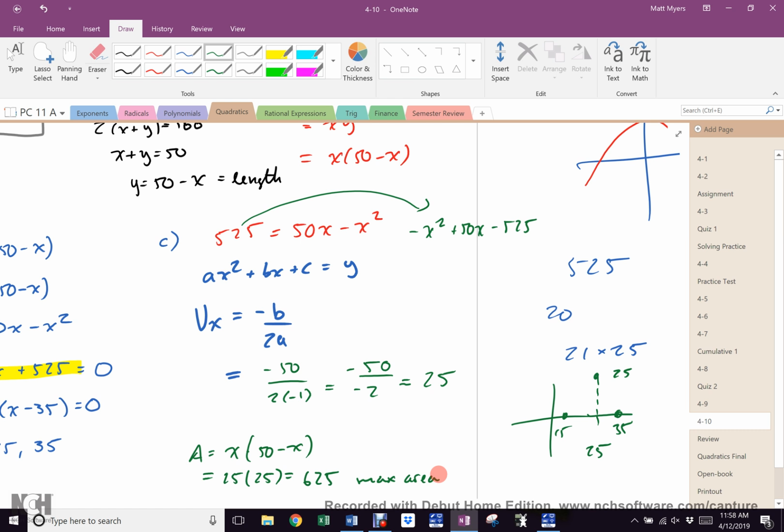Now, are there other ways to do it? Could we have completed the square here? Sure we could have and gotten vertex form. No problem. Would have worked fine. Right? Because once we know the x value, we can plug it back into the equation. That is the key to this entire unit.